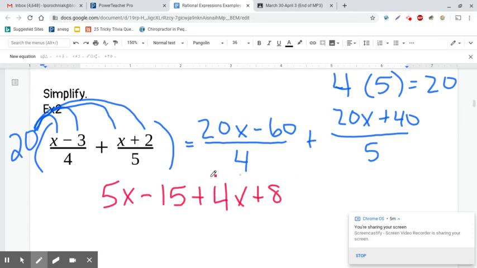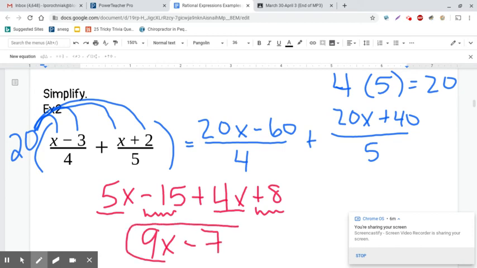From here, we're just combining our like terms. We know our 5x goes with the 4x, and the negative 15 goes with the positive 8. So all we're going to do is combine like terms. 5x plus 4x is 9x, and negative 15 plus 8 is a negative 7. That is your answer. We have just done example 2. Please pause if you need to copy because I am about to erase and go on.